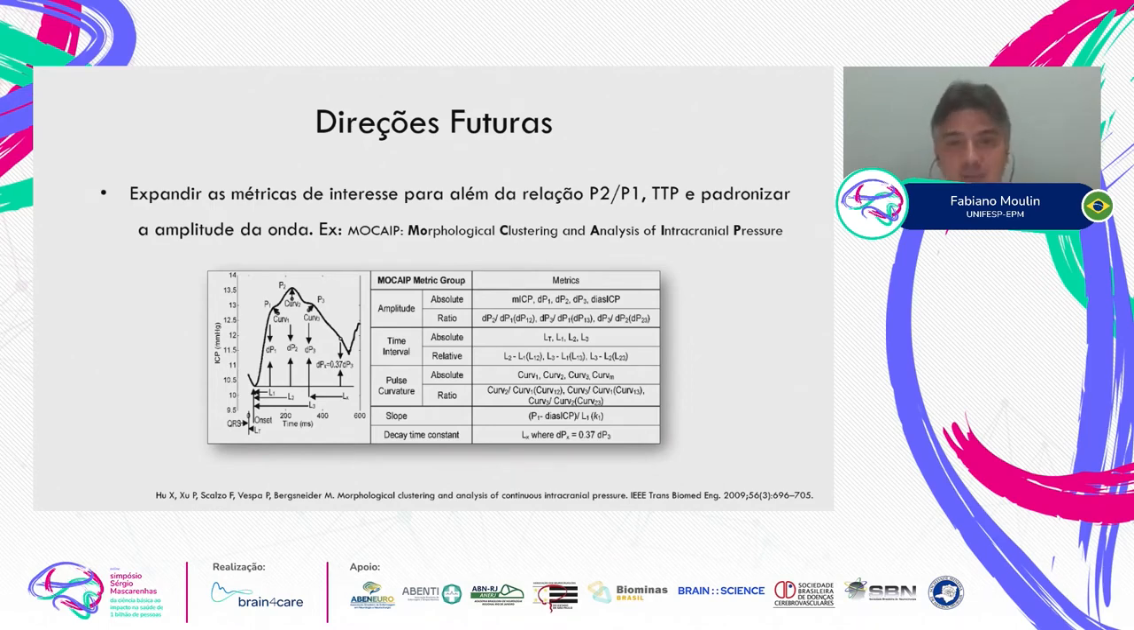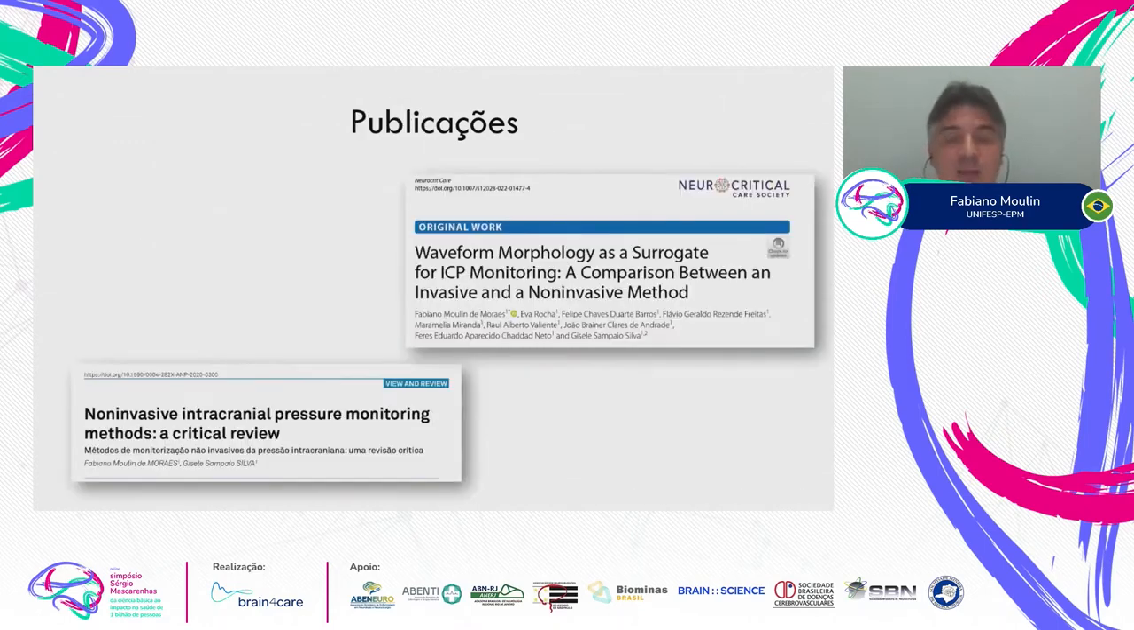As we've seen in other papers, there are a number of other parameters in addition to P2 over P1 and TTP to consider to better understand intracranial physiology. Even though we have evolved a lot, there is still a lot being described. So some suggestions on future studies and what variables will have a greater impact on clinical manifestations.